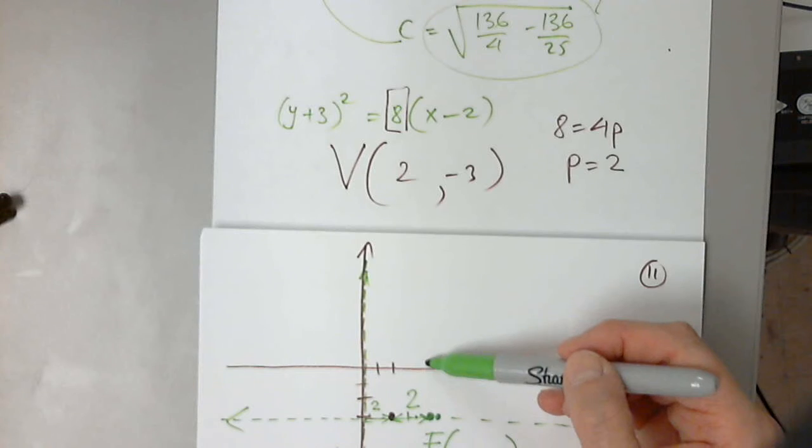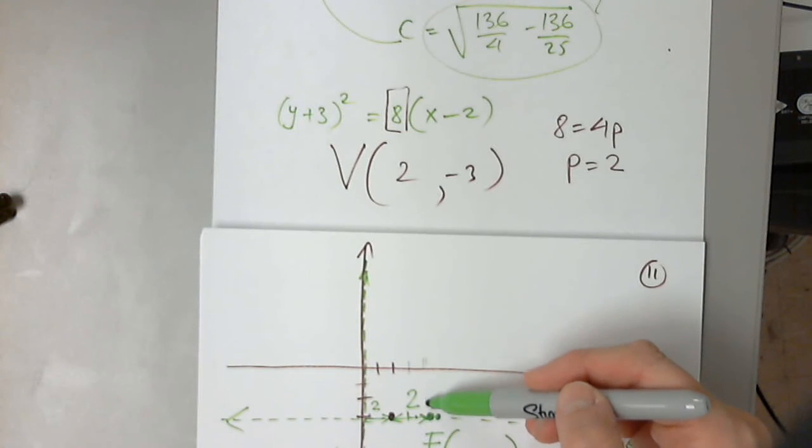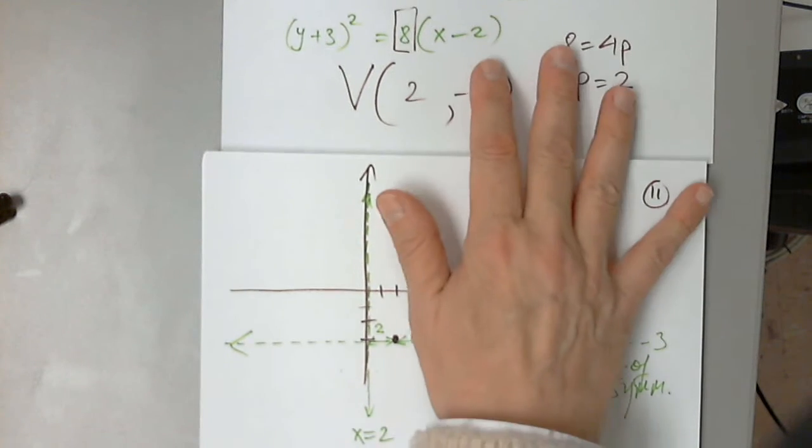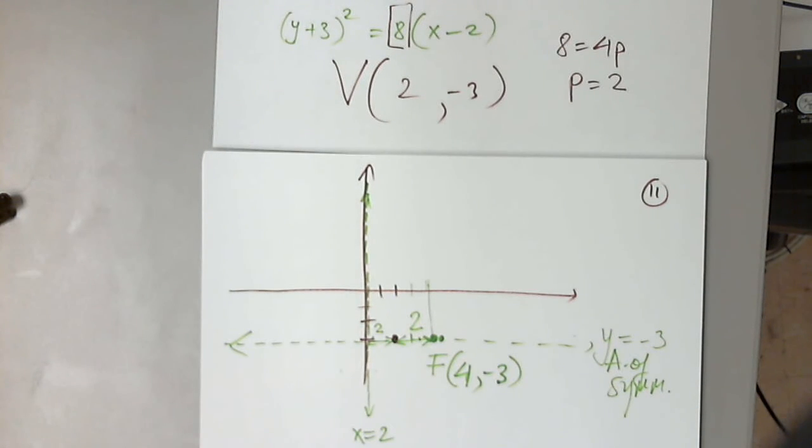What will be the x coordinate of the focus? 4. What will be the y? For sure, carved in stone. -3 indeed. Now, this is good. I have the directrix, I have everything, I have the focus, I have the vertex, but I want to graph it. But I need 2 points to graph it.